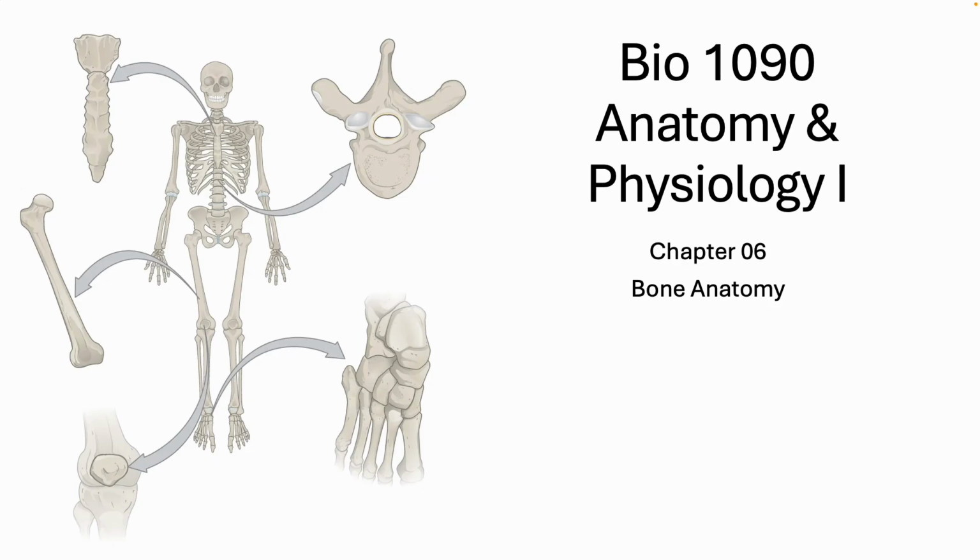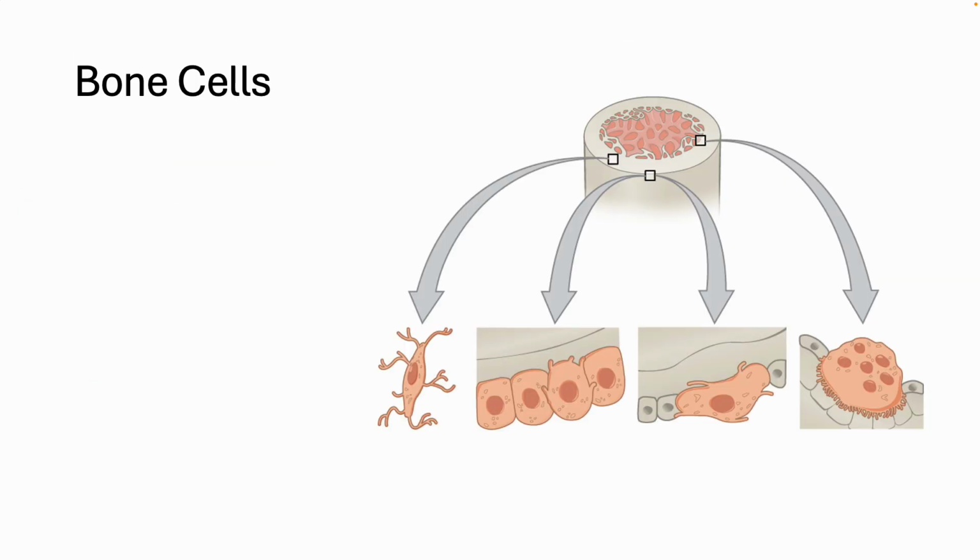In this video, we are going to dive in deeper and look at the structure of bone more on a microscopic level. So we'll look at bone cells, the anatomy of long bones and flat bones, and get into the difference between compact and spongy bone. All right, bone cells, so there are four primary types of bone cells.